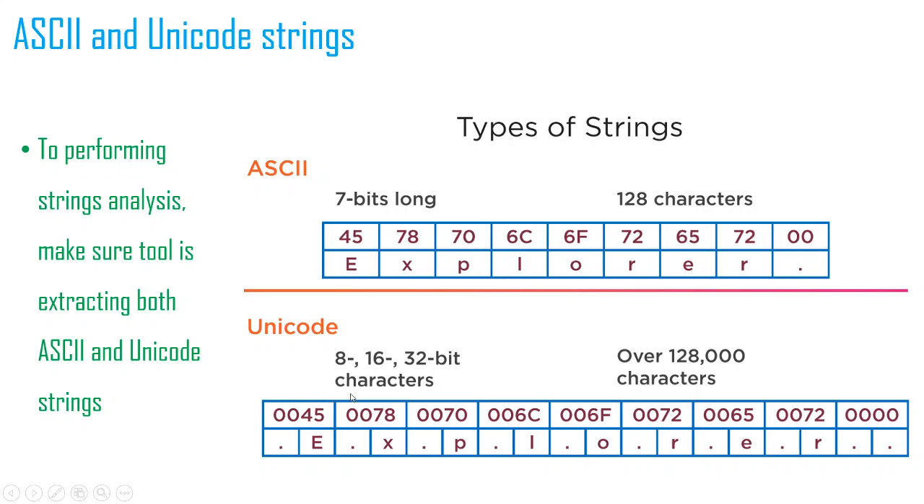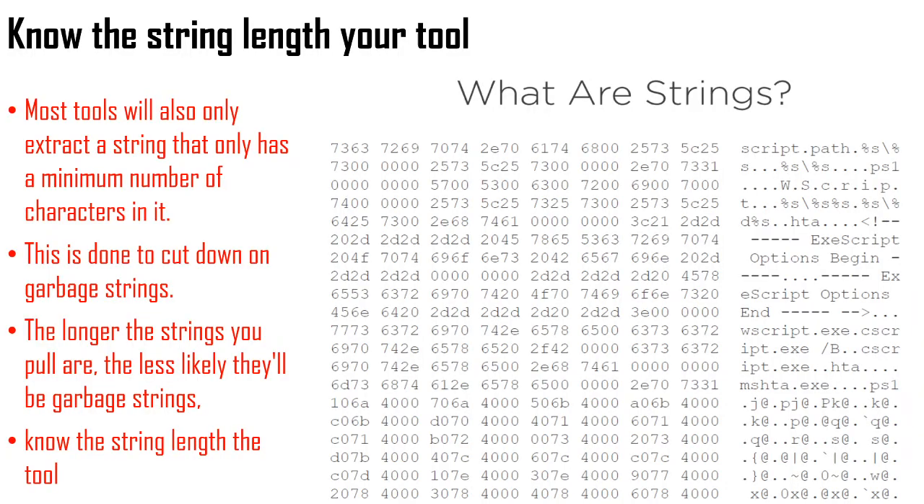In a Unicode string, since the length of each character is longer, it is represented with a dot separating the bytes. So E is represented with 0045, similarly X with 0078, as shown here. Keep in mind that while analyzing malware, there are two kinds of strings we are going to analyze: first ASCII strings and second Unicode strings. So you have to know the string length.